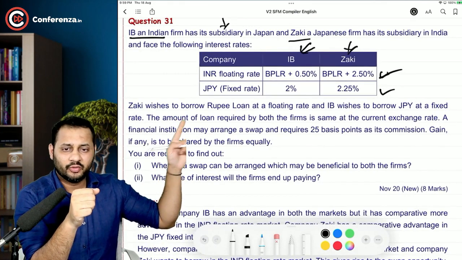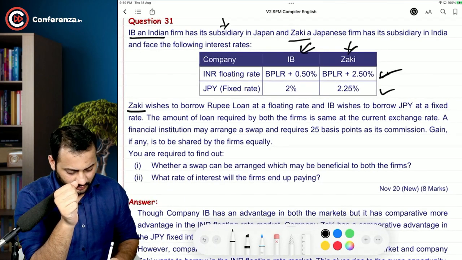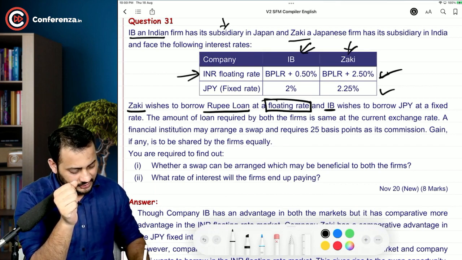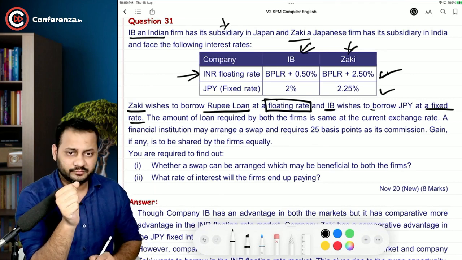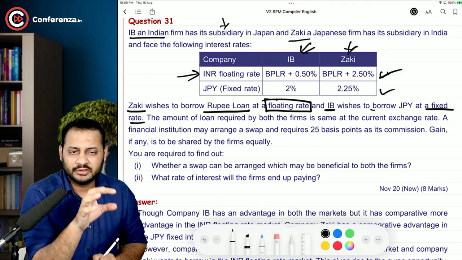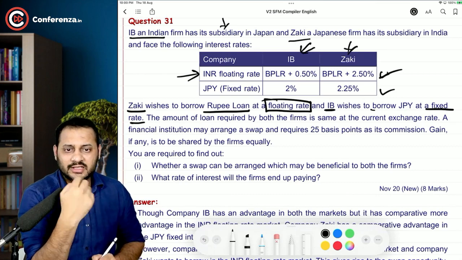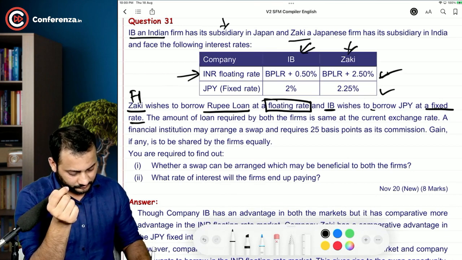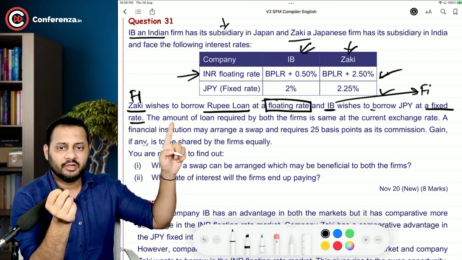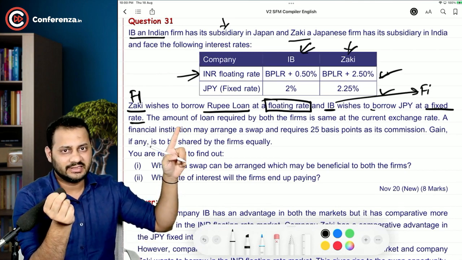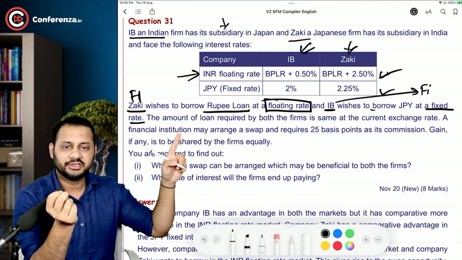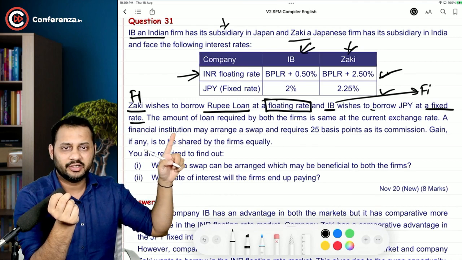Zaki wishes to borrow a rupee loan. Rupee is in floating. And IB wishes to borrow in fixed rate. So forget about the rupee and Japanese yen. Focus on what Zaki wants. Zaki wants a floating rate loan and IB wants a fixed rate loan. The amount of loan required by both the firms is the same at the current exchange rate. A financial institution may arrange a swap and requires 25 basis points as its commission.